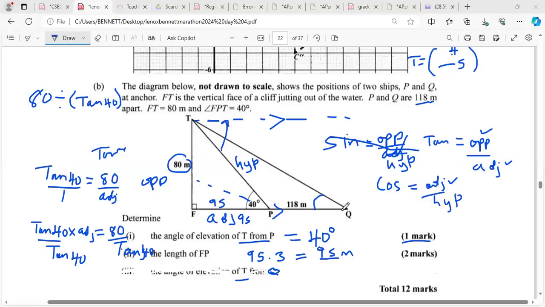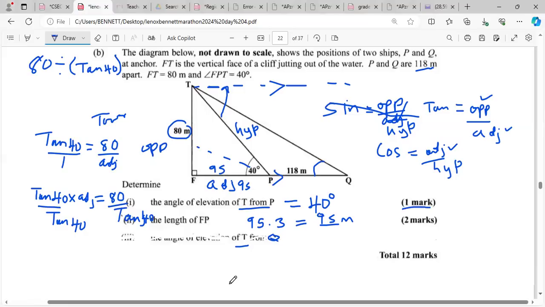So what we're going to do is add the 95 to the 118, because the length was already given. So it'll be 95 plus 118. 5 and 8 are 13, 3 carry 1. 9 and 1 is 10, and that's 11. 213.